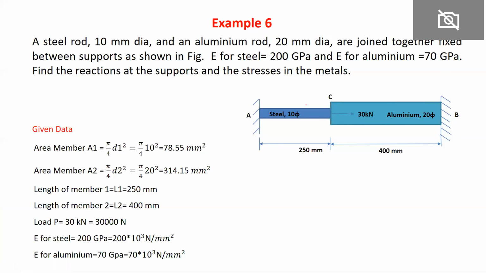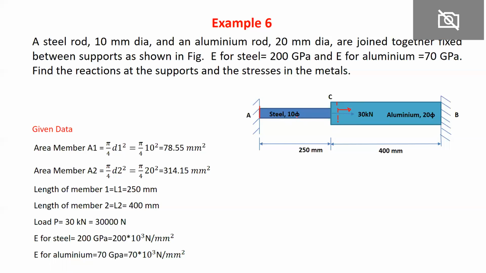Reduction in the length of the bar occurs. See, so this is the reduction in length of the bar, aluminum bar, BC section. Simultaneously, these two are fixed between rigid supports and the steel bar elongates. Due to application of this 30 kilonewton, this end is fixed. Therefore this bar elongates.